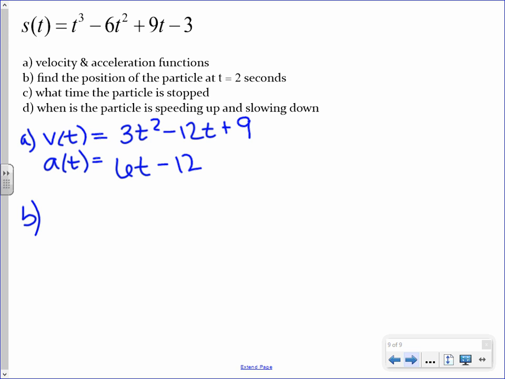Okay, April, what do we need to do? Plug t equals 2 into the position function. Sounds excellent. Okay, I'm asking for position at 2, plug 2 into the position function. So what, 8 minus 24 plus 18 minus 3, negative 1. Okay, let's talk about what that means. Negative 1 position.